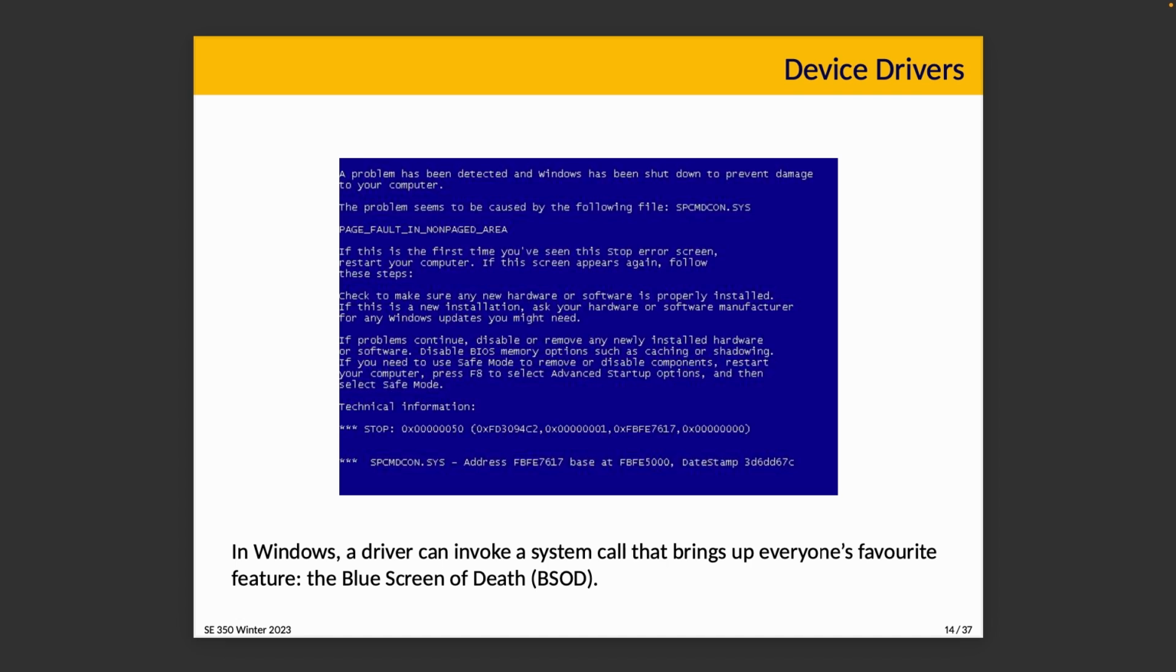Well, a driver, if it's unhappy with the state of the world, can invoke a function that causes the following screen, colloquially referred to as the blue screen of death, or BSOD, as it's sometimes called. And the blue screen of death has had numerous different versions over the years. The exact text that you see changes, and sometimes it's a different colored blue. But suffice it to say, when you see this, it is not a good day.